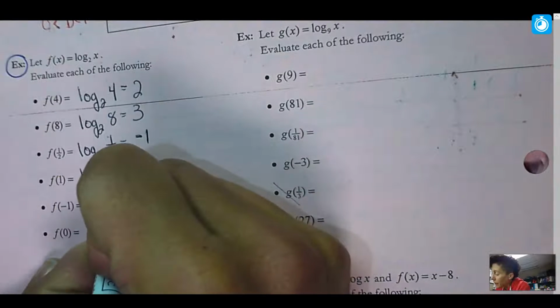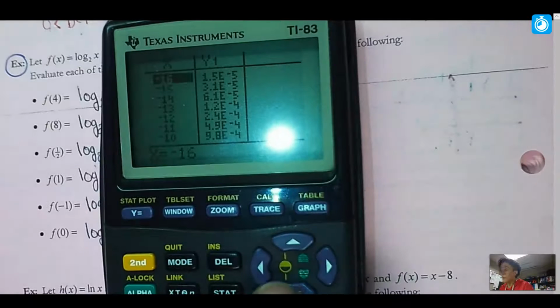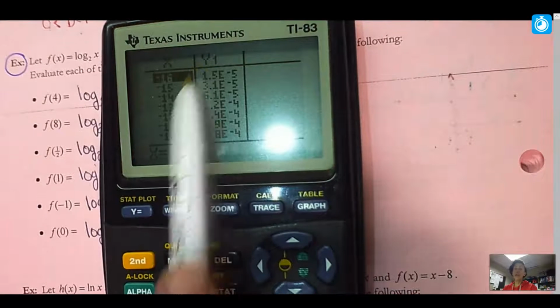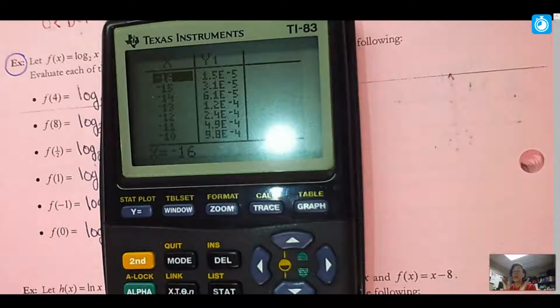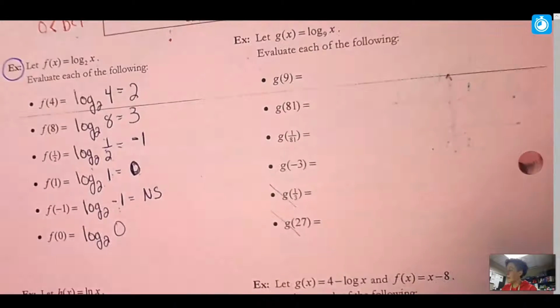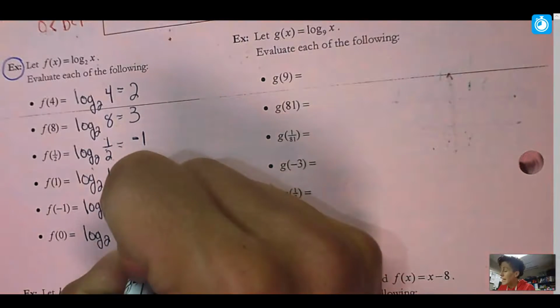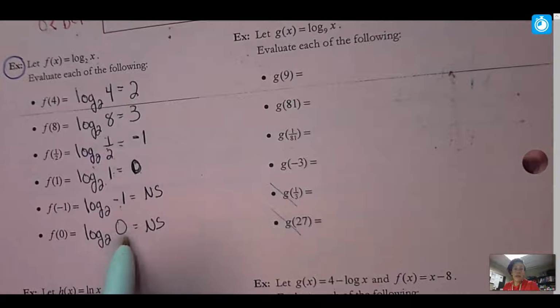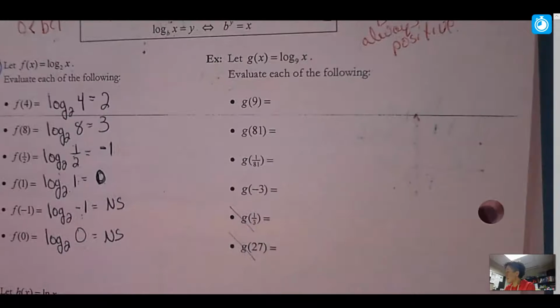2 to the what power gives me 0? Again, if you just look at this table, I'm never going to get 0. These numbers are getting closer and closer to 0, but they're never going to become 0, and they're never going to become negative. So again, this would just be a no solution. So these are just reminding you that the argument can never be a negative number, and it can never be 0.